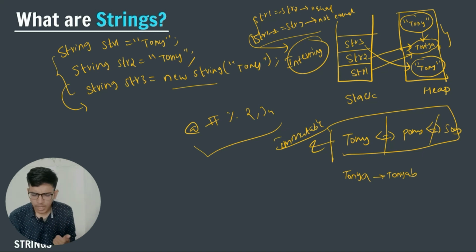Now remember guys, we can't change from Tony to Pony or Sony. We can't change the original value, but we can add, concatenate, or append. That is known as immutability. And I am telling you again and again, in Java the strings are immutable. We can't change the original string. So this is why strings are immutable in Java.